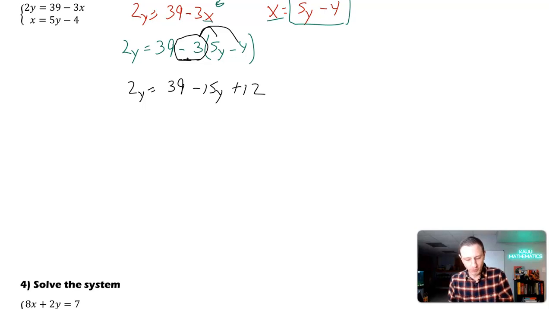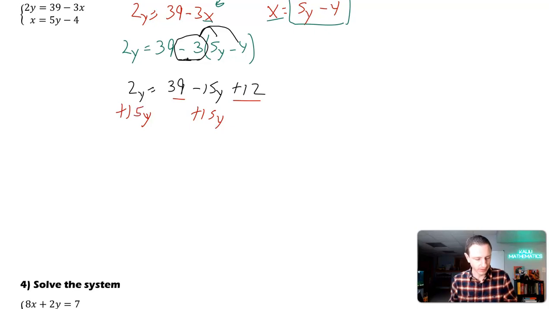I'm going to do 2 steps in one here. I'm going to combine these like terms, 39 and 12. And then I'm also going to add 15y to both sides because I want to get the y's together. So I'm going to do a 2 for 1 there and just combine the like terms and also add over the 15. So I'm going to get 17y equals 39 plus 12 is 51.